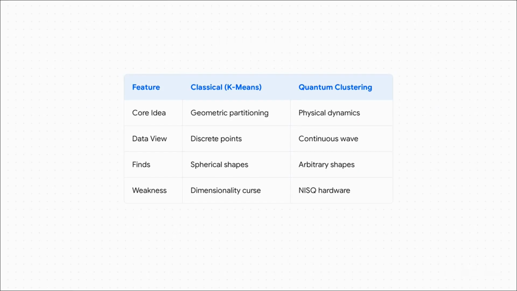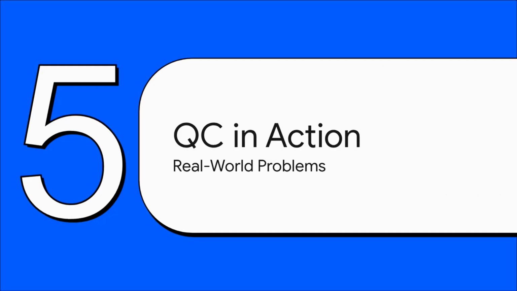So let's compare them directly. Classical methods, they kind of impose a geometric structure on the data. Quantum clustering, on the other hand, lets the structure emerge from a physical-like process. It's a totally fundamental shift in approach. Now, this isn't just some theoretical exercise. Let's move on and see how this builds into real-world applications.